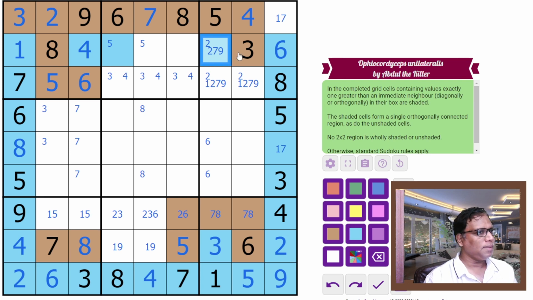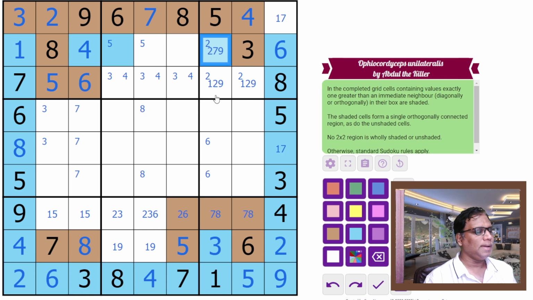2, 7, 9. So 1 is either here or here. Oh, that's not 7. So, right, 7 is either here or here. Yeah, that could be 7, 2, 7, 9. 1, 2, 9, 2, 7.